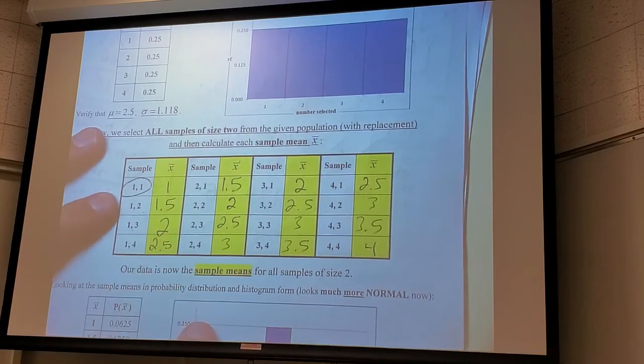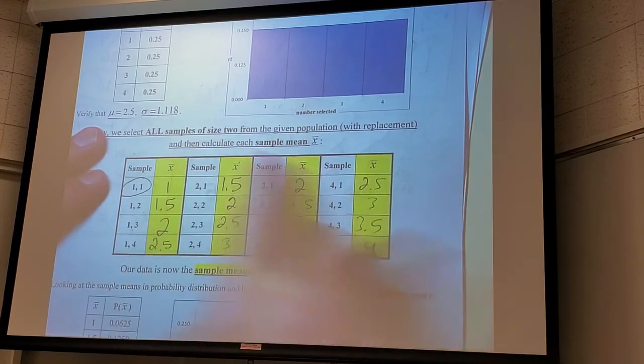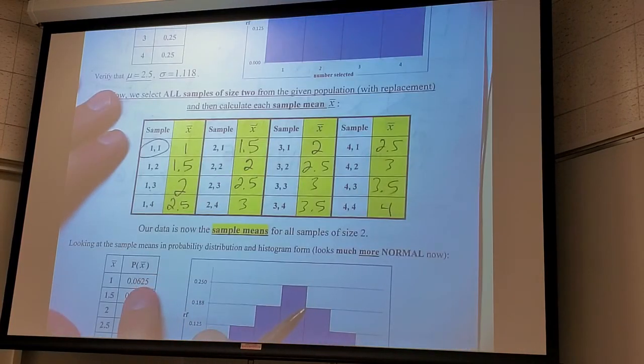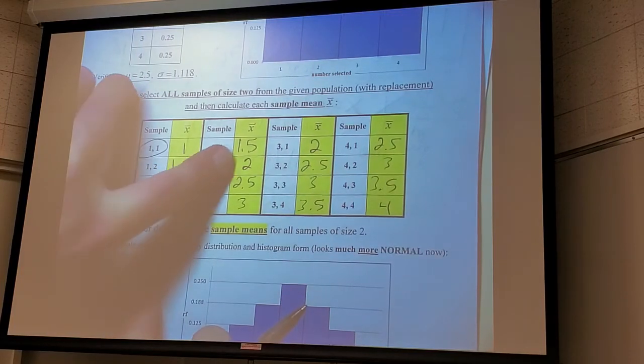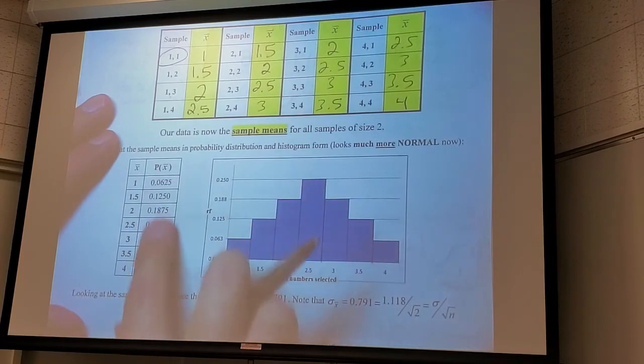So somebody tell me, how many sample means were 1? Just one of them, right? 1 out of 16, yes? 1 divided by 16 is 0.0625. 2 were 1.5. 2 out of 16 is 1/8, which is 0.125. So you see how I made this?